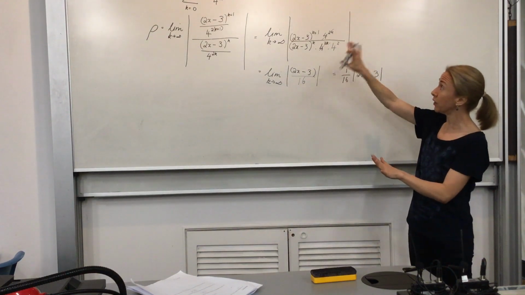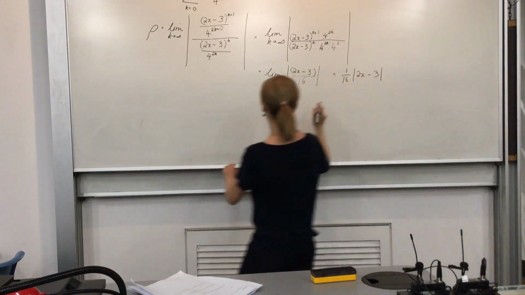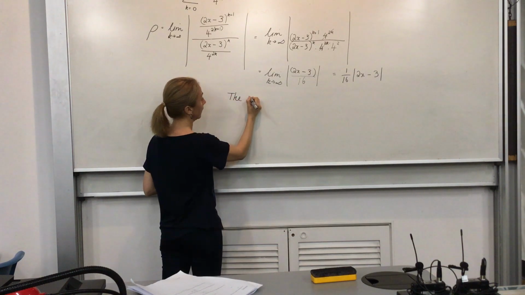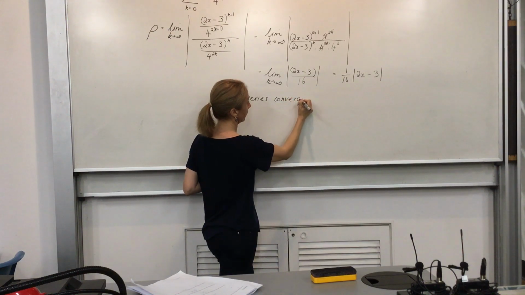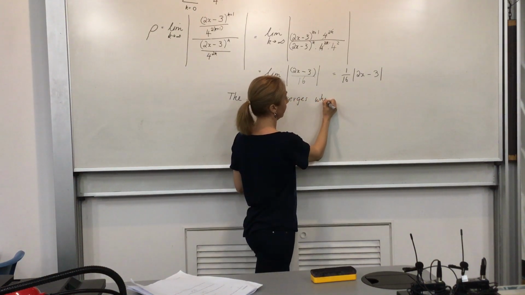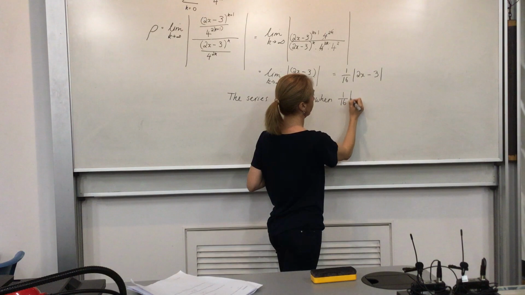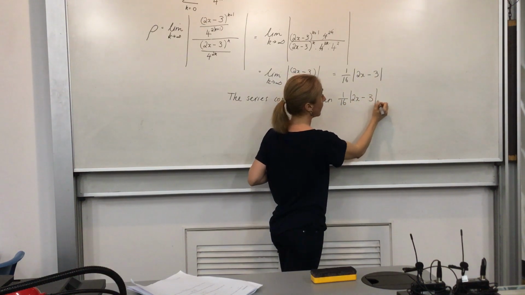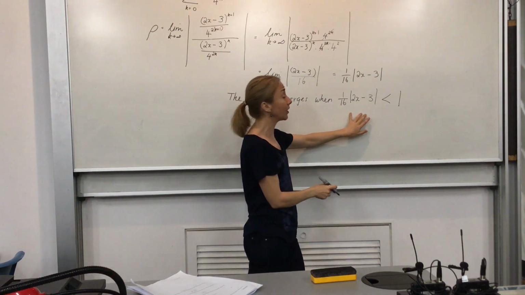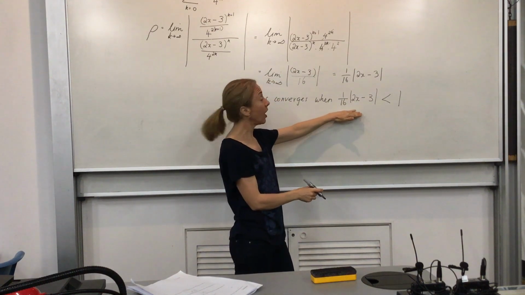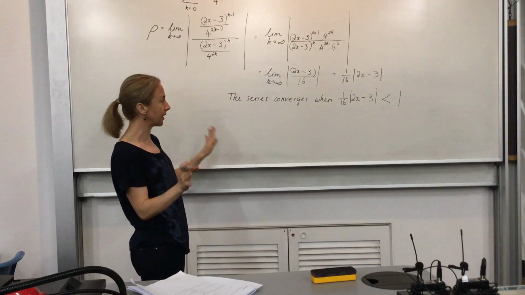So now to determine the interval of convergence, we need this quantity to be strictly less than 1. So the series converges when this quantity that we calculated is strictly less than 1. The series will diverge when this quantity is strictly greater than 1. We don't know what happens when this quantity is actually equal to 1. Those correspond to the endpoints. We'll check that separately later.